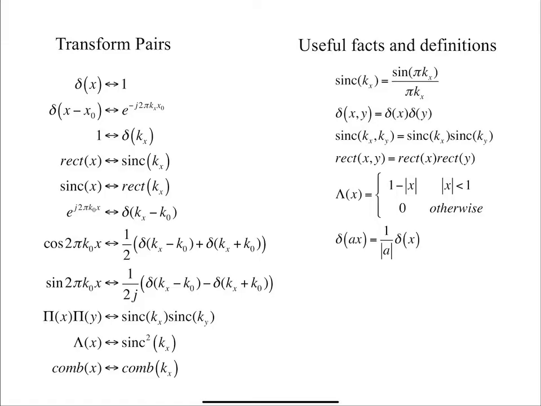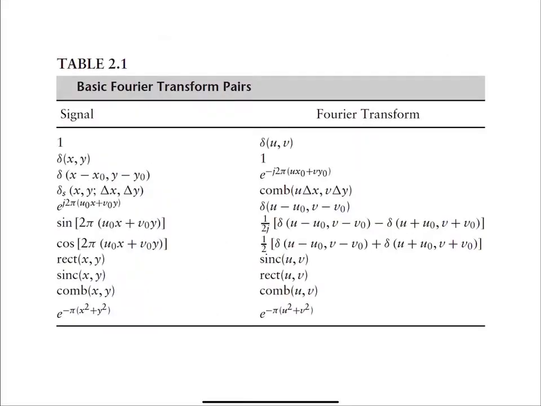Okay, so I think you might have already seen this on the exam, or this is sort of what we provide on the exam. This basically gives you a lot of the different Fourier transform pairs, at least in 1D, and some useful facts and definitions. This is from the book, similar things here.